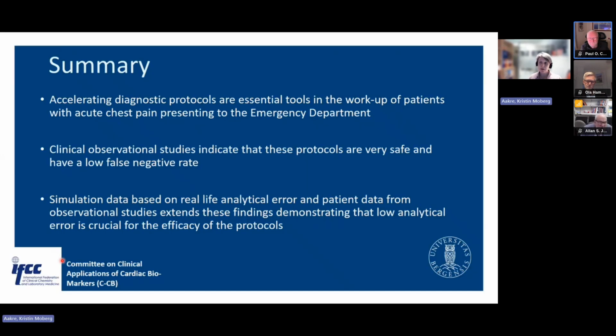So to sum up, accelerated diagnostic protocols are an essential tool in the work-up of patients with acute chest pain in the ED. Clinical observation studies indicate that these are very safe, good tools we can use. Simulation data confirms this, and they also show that the analytical quality and good performance is very important for the efficacy of the algorithms so that we can rule out the correct number of patients. So thank you, everybody, and have a great evening.